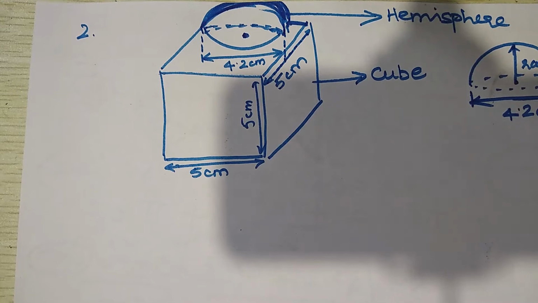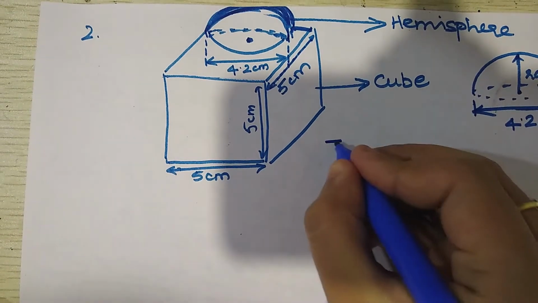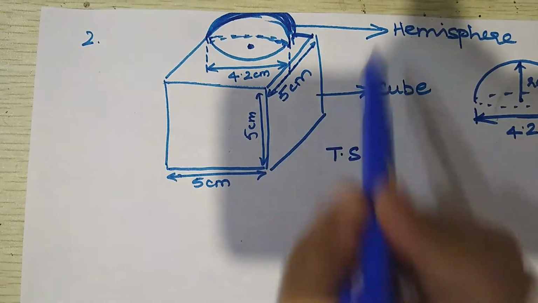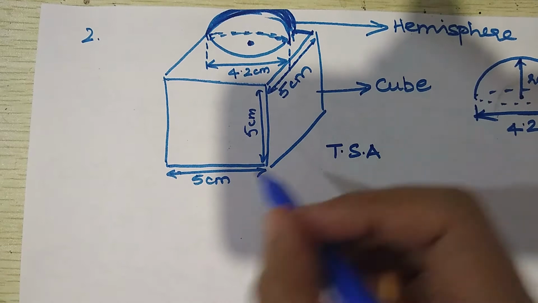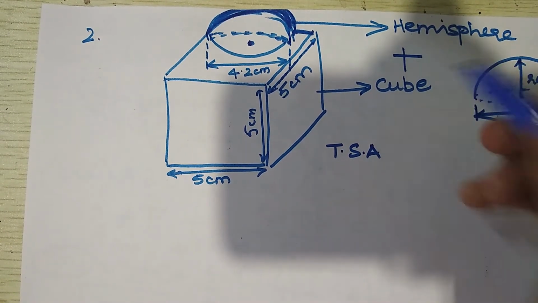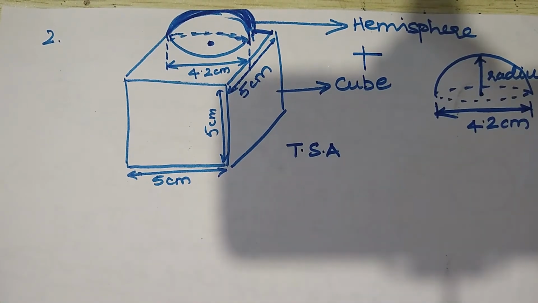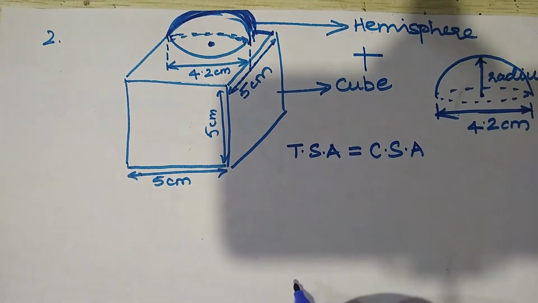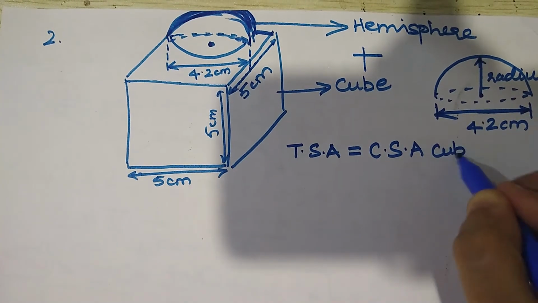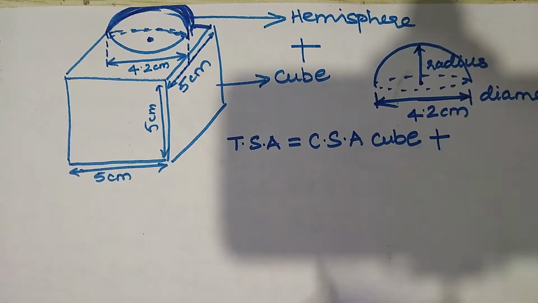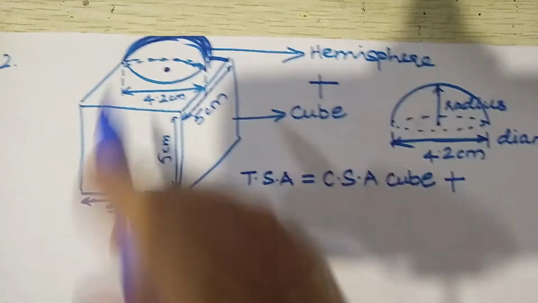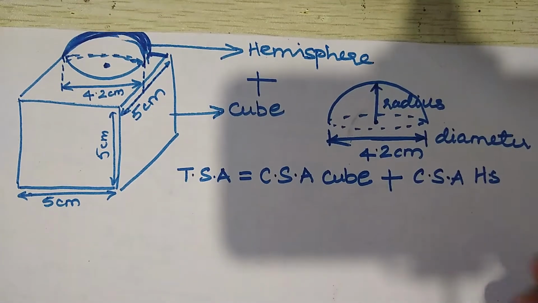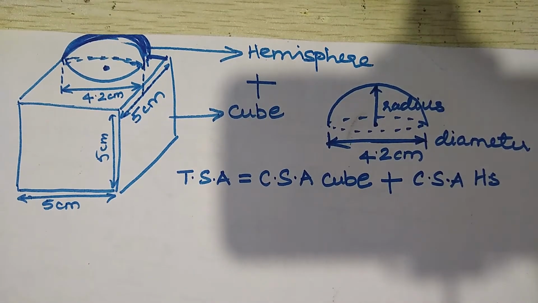The question says that you have to find the total surface area of this new solid that is formed. So the new solid is a formation of hemisphere and a cube. So the total surface area would be equal to curved surface area of the cube first plus curved surface area of the hemisphere. I've just written HS, so that will be the hemisphere.